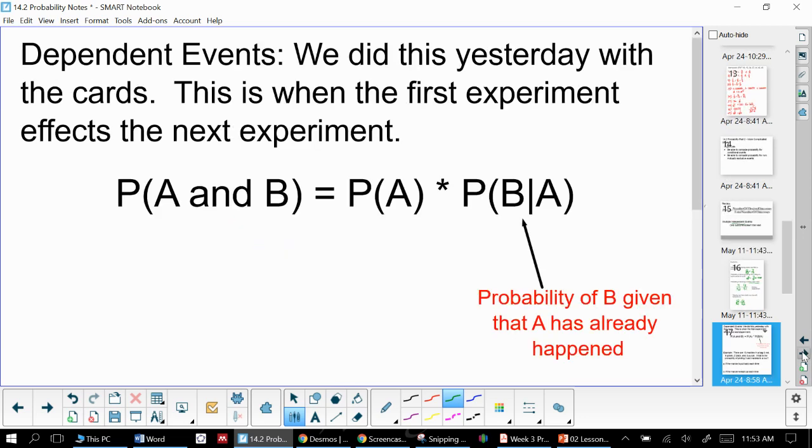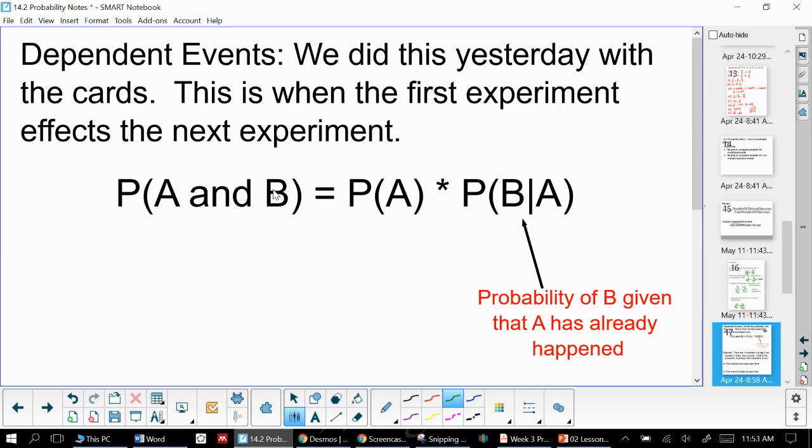So those last couple examples are an example of what we call dependent events. And as you kind of see there, they're not really all that much harder than independent events. You just have to take into account the first thing happening. We did this last week with the cards. It's basically when the first experiment affects the next experiment.